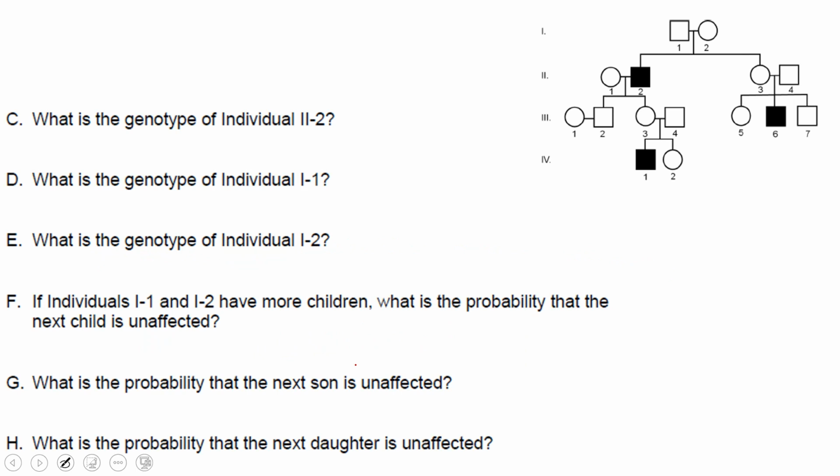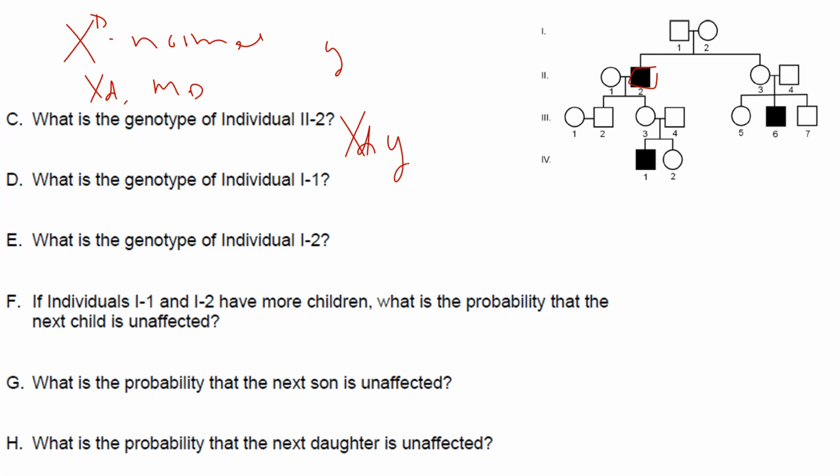Okay, since we were doing muscular dystrophy, we're going to make our letters D's. So since it is sex-linked and recessive, X with a big D is normal. X with a little d is muscular dystrophy, and then Y's are Y's. What is the genotype of individual 2-2? That's this male right here. He's affected, so he has a lowercase d, and he's a male, so he's got a Y.